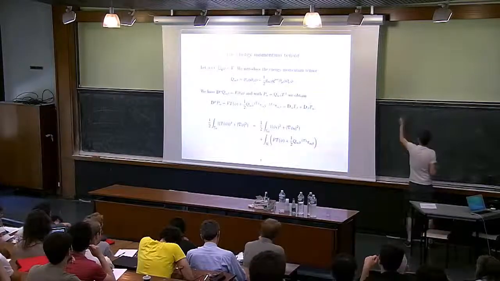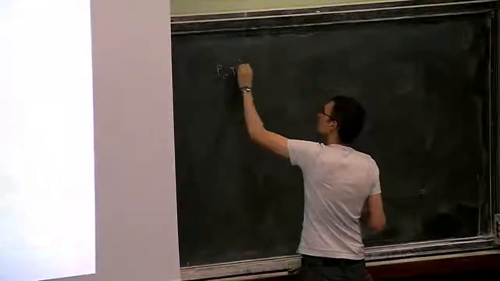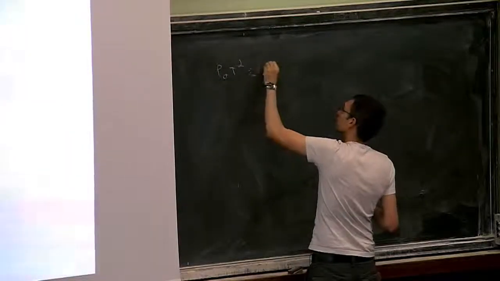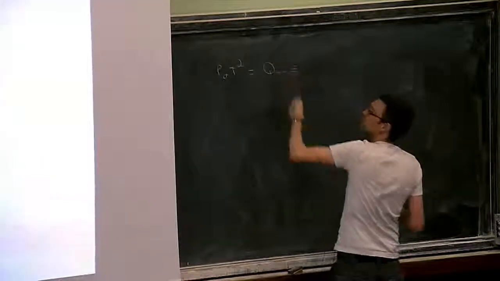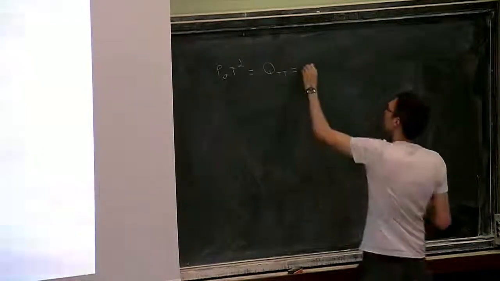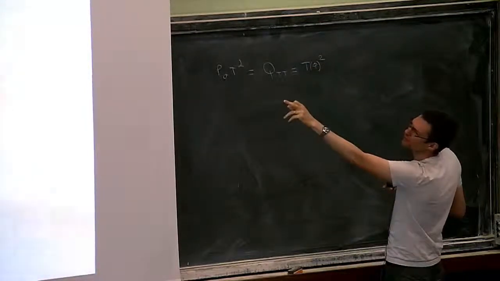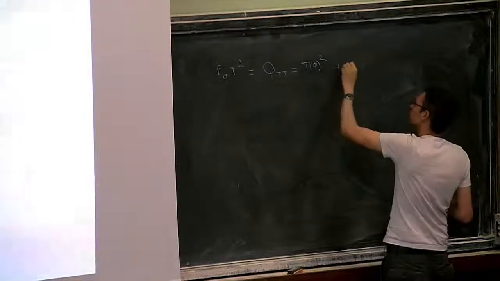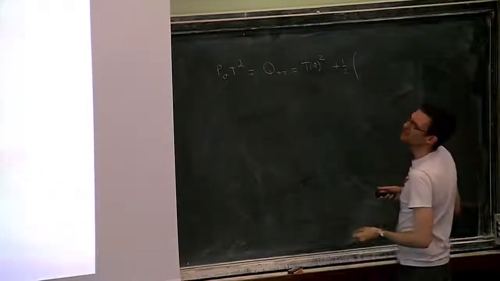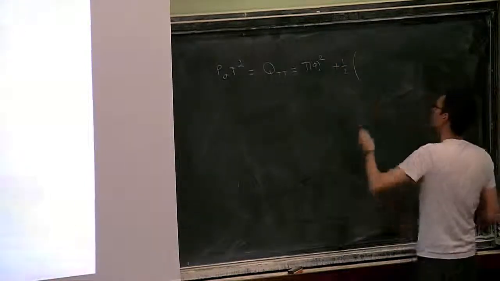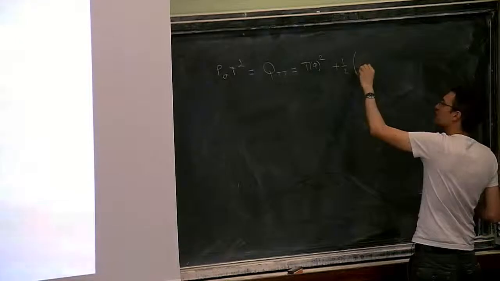Okay, so of course here you have p alpha t alpha, that's q t t, and therefore that's t of phi. You see that you have t of phi square, and then g minus 1/2 g t t is negative 1, so that's plus 1/2, and then you have the dot product of the gradient of phi with itself, which you can write.